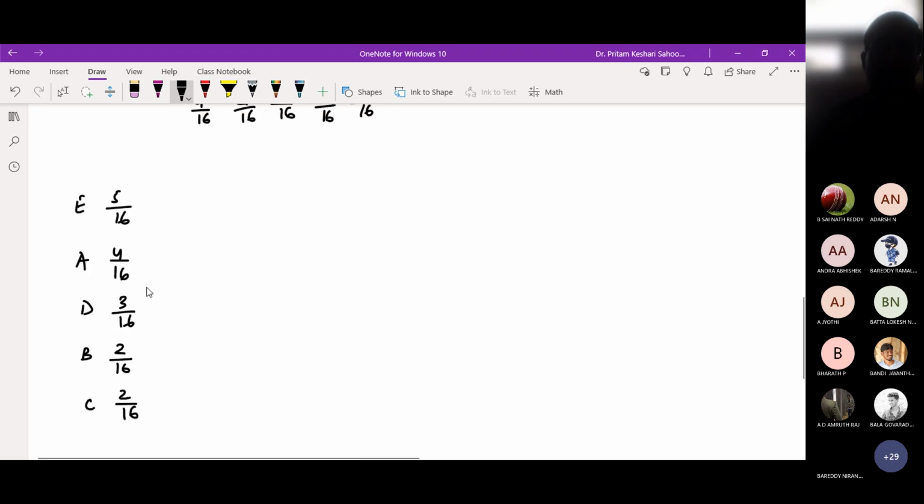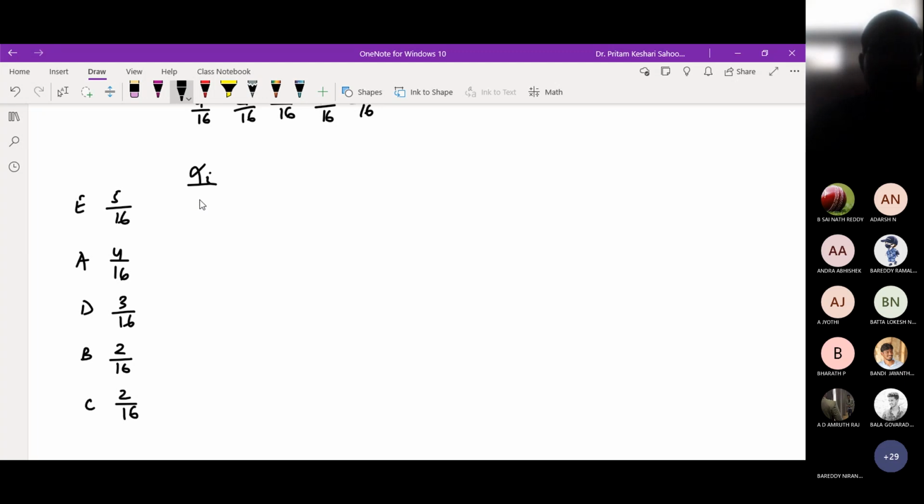Okay, so the first step is to arrange the probabilities in descending order. The next step is to find a parameter called alpha i. So we have to calculate the value of alpha i for E, for A, for D, for B, as well as for C. Here I have 5 different symbols, so the value of i should go from i1, i2, i3, i4, i5.